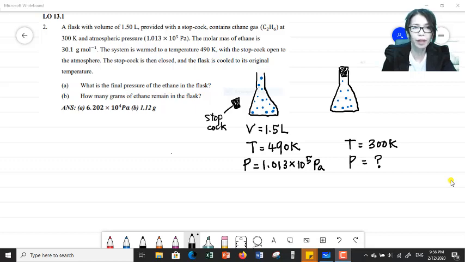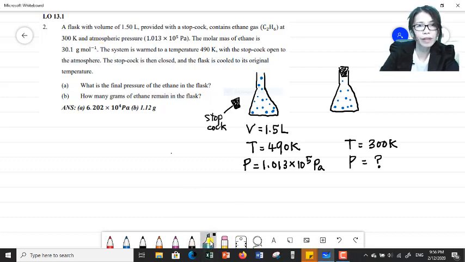Question 2 in tutorial 13. We have a flask with a volume of 1.5 liter, provided with a stopcock, containing ethene gas at 300 Kelvin and atmospheric pressure 1.013 × 10^5 Pascal. The molar mass of ethene gas is 30.1 gram per mole.